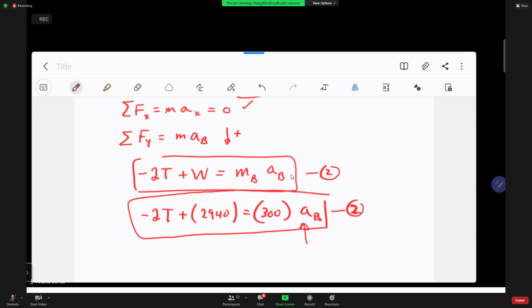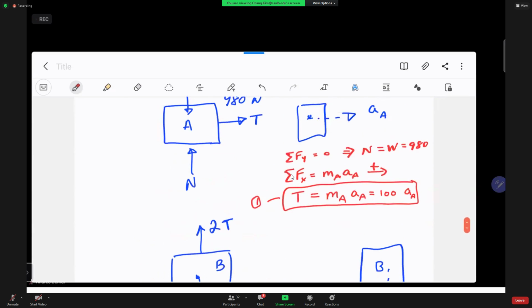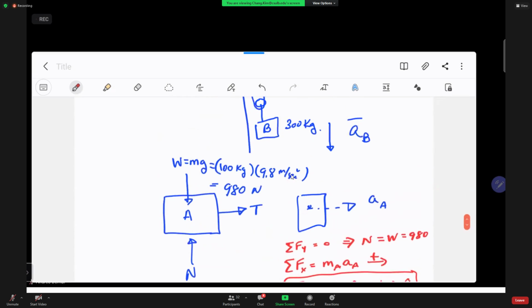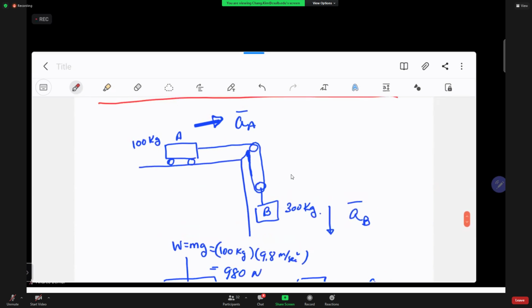So acceleration of the B is unknown. Tension in this case is unknown. And acceleration of the block A is unknown. And okay, so we have two equations. Unfortunately, we have three unknowns. Okay, but look at over here.